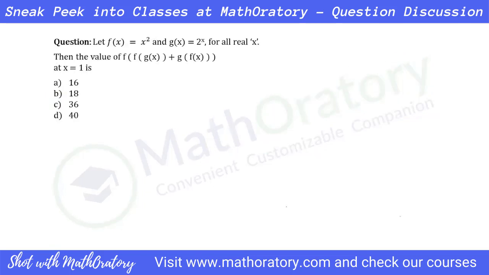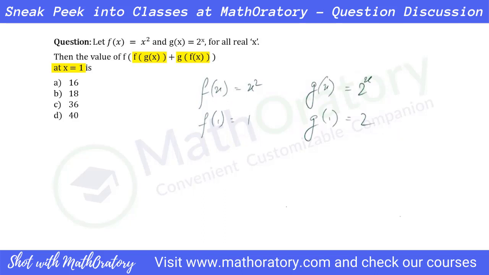This is pretty straightforward, right? The f(x) is given. The g(x) is also given. And we need to find this thing at x equal to 1. So first let us start by finding f of 1 and g of 1. So f of 1 is 1, g of 1 is 2. Now I need to get these two things, right? So f of g of 1 is basically f of 2 because g of 1 is 2. I know that. So f of 2 will be what? 4. So I figured out this part first.